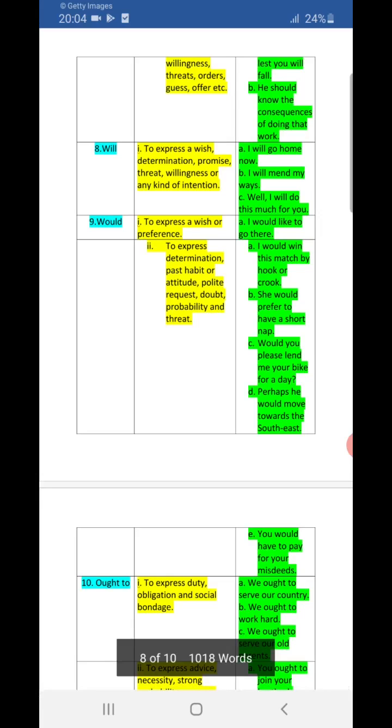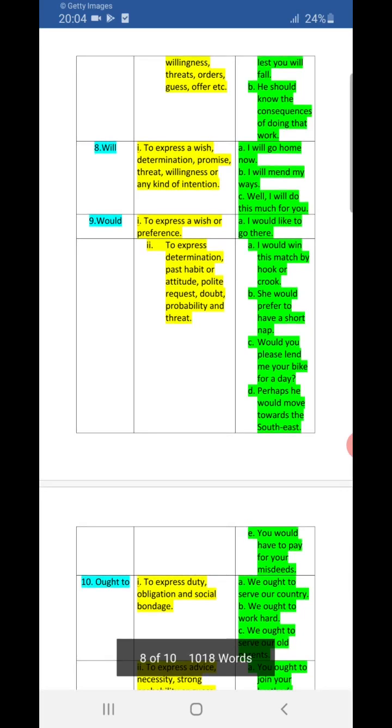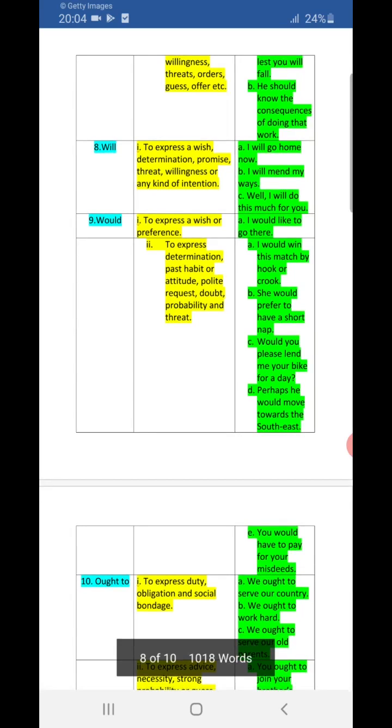Next, number B. She would prefer to have a short nap. She would prefer to do what? To have a short nap. So, it's a kind of past habit that is expressed over here.